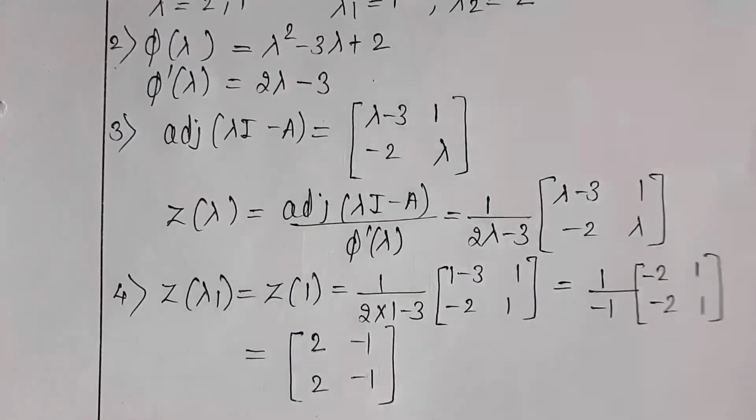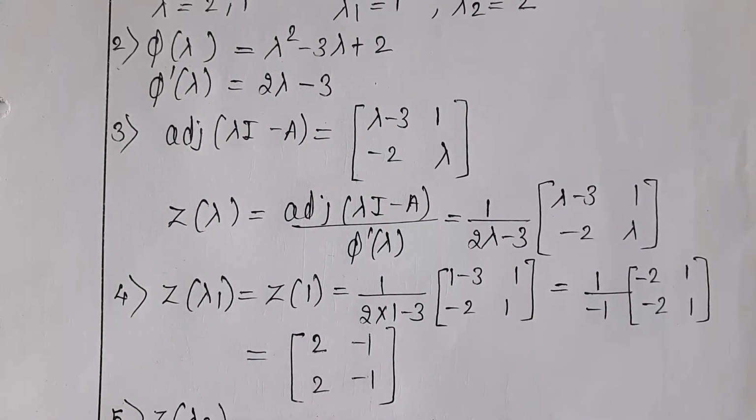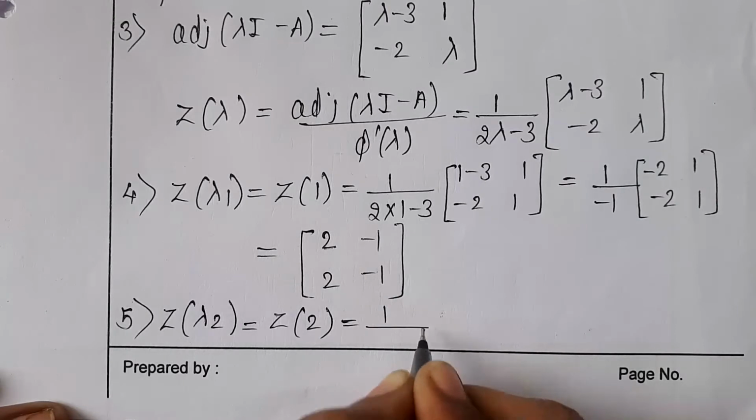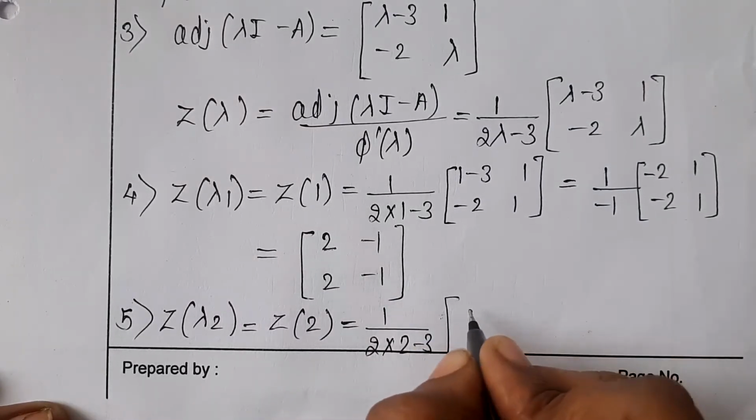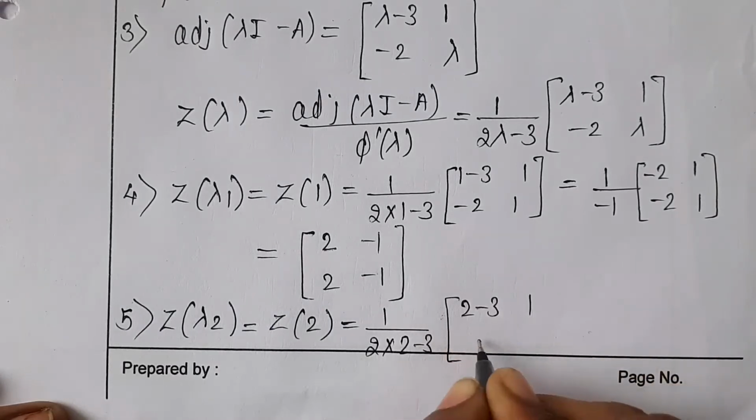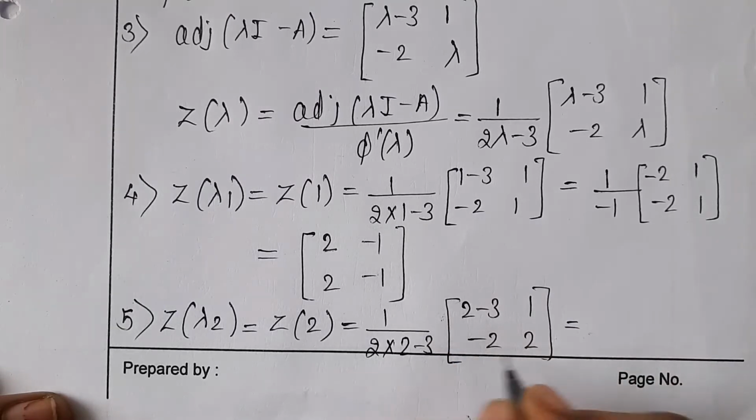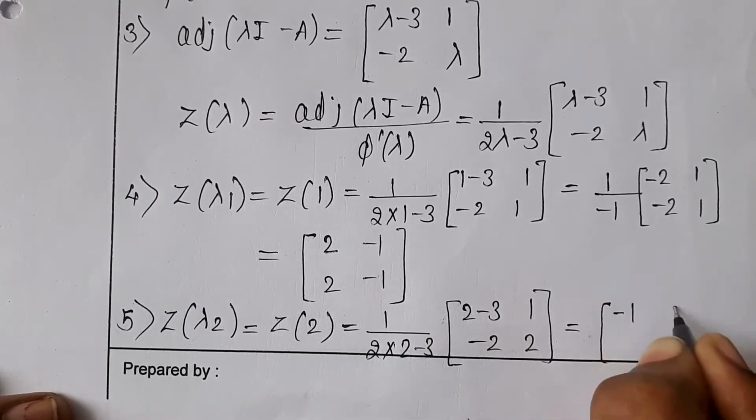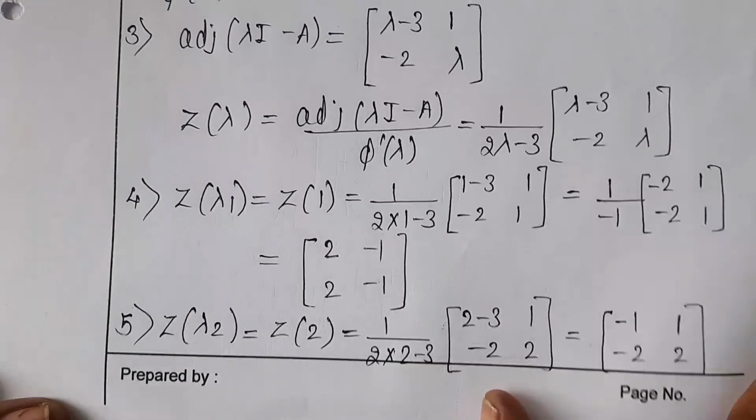Now to find out z of lambda 2, replace lambda by 2. So z of 2 is equal to 1 upon 2 multiplied by 2 minus 3 multiplied by [2 minus 3, 1; minus 2, 2]. So this is equal to 1 by 4 minus 3 is 1 and 2 minus 3 is minus 1, then [minus 1, 1; minus 2, 2]. So this is our z of lambda 2.